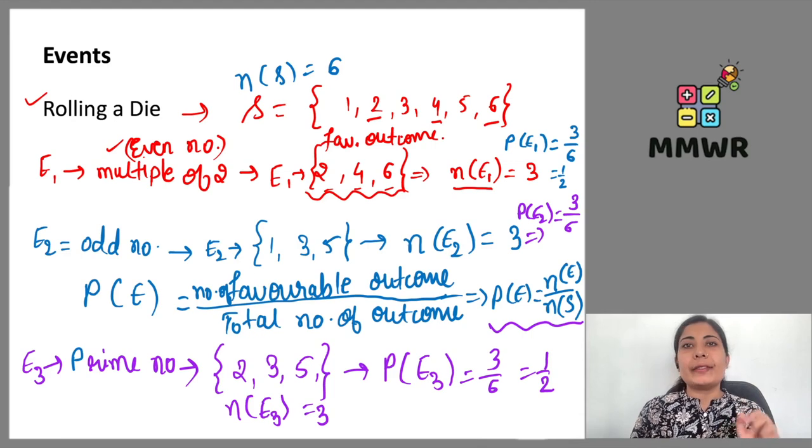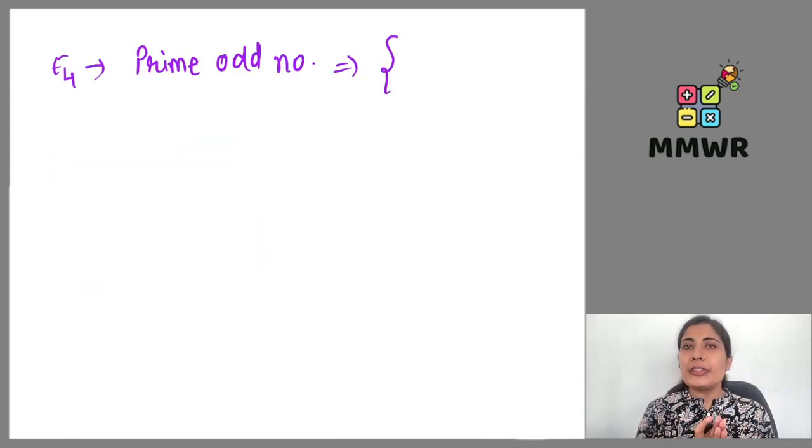2, 3, 5. These 3 numbers are prime numbers. But out of these 3, 2 is not an odd number. It's an even number. So we have to exclude this 2 from the members of the favorable outcome event for event 4. So event 4 is not going to have 2 with us. It will only have such prime numbers which are odd.